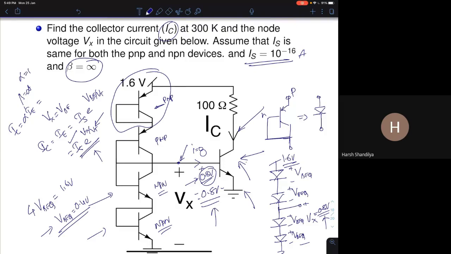How did we get IB as 0? Because beta is infinity. If beta is infinity, for a finite collector current IC, the quiescent base current will become 0.